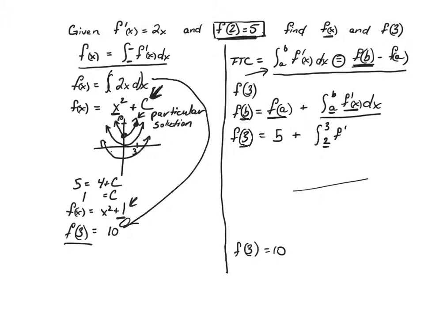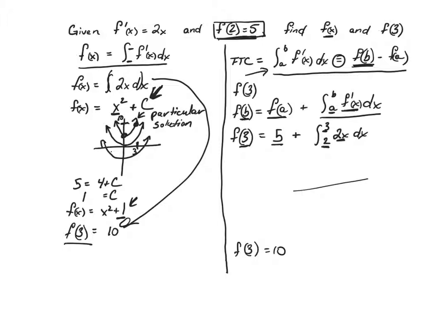Actually, let's just go straight away and call that 2x, our derivative of f dx. So I'm going to find the area from 2 to 3 under this curve, and I'm going to add it to 5, and that's going to give me my value of f at 3, which should equal 10.